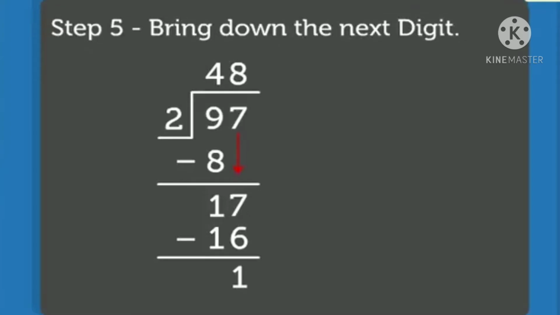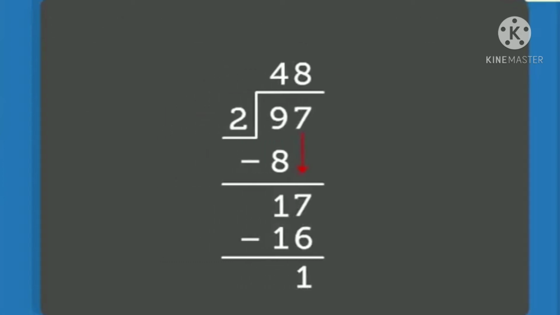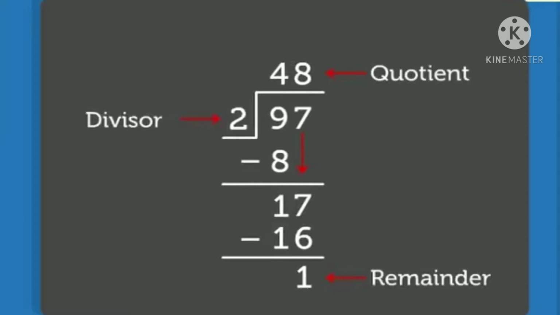Now, there are no more digits to bring down. We have finished our division. The remainder here is 1.